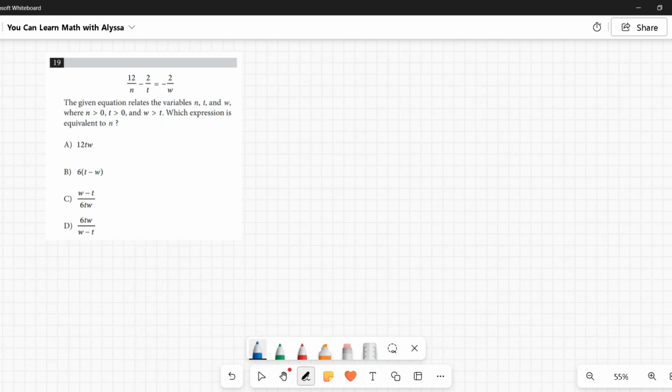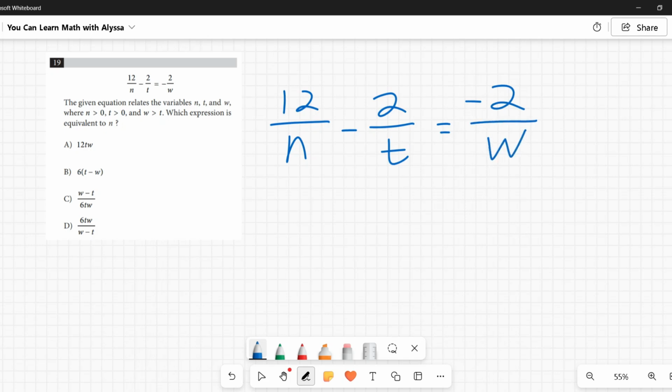You might find you're making things more complicated. You may have to backtrack a little bit. That's common. You just got to keep trusting the process. Okay, so here is my preferred way to do it. 12 over n minus 2 over t equals negative 2 over w. I like to get the little n fraction by itself first. So I'm going to move this over to the other side. It is minus 2 over t, so I'm going to add 2 over t to both sides.